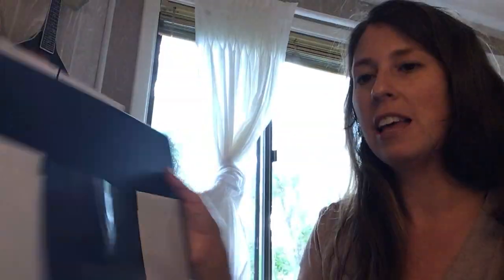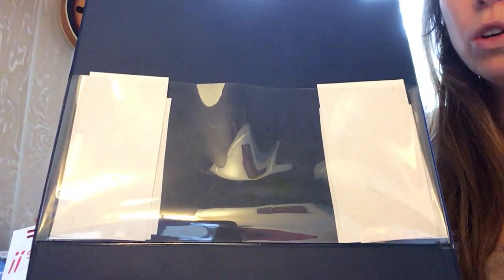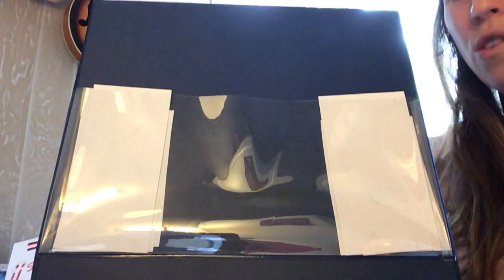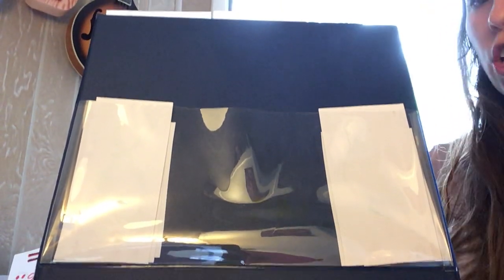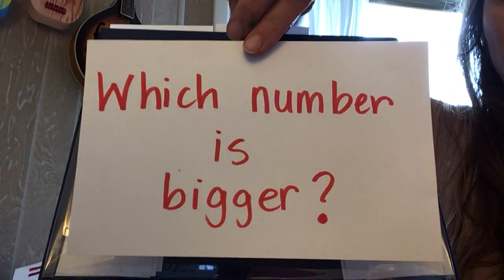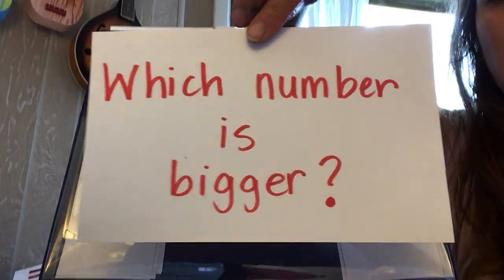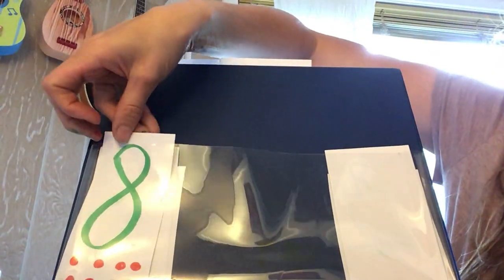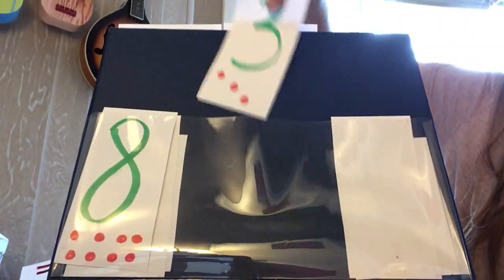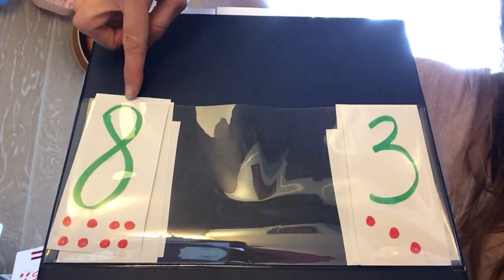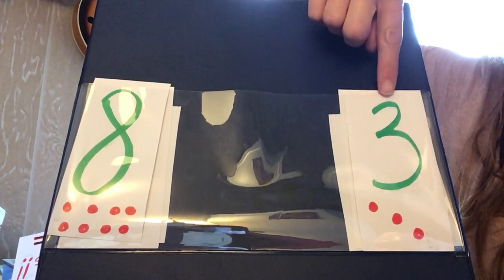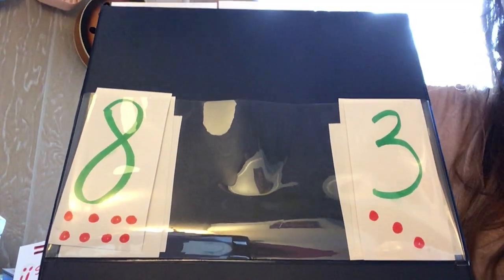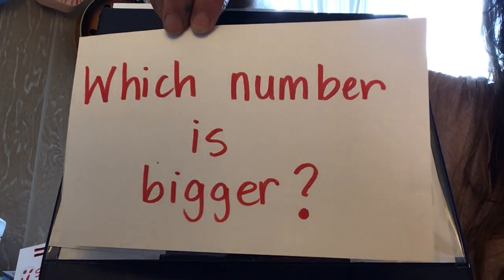Okay, let's practice. I'm going to show you two numbers, and we're going to decide which symbol to use. Well, how do I know how to do that? All you have to do is look at the two numbers and ask yourselves this question. Which number is bigger? Let's practice. Okay, let's read the two numbers and ask which one is bigger. What number is this? What number is this? 8 and 3.